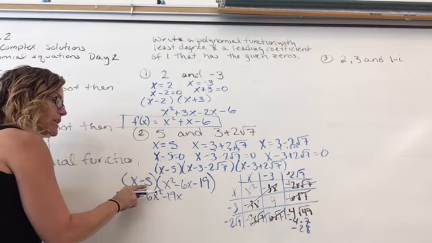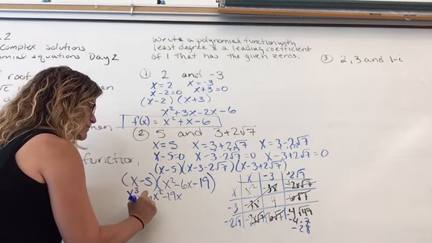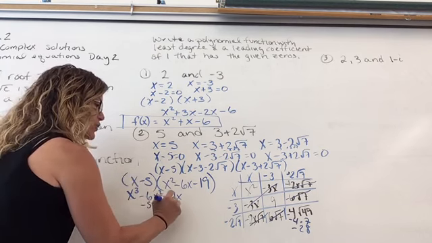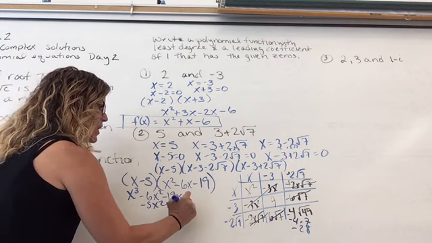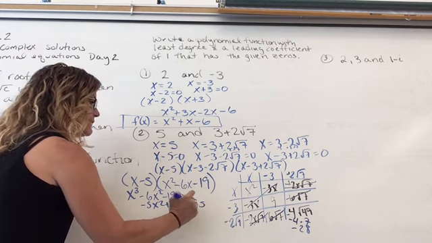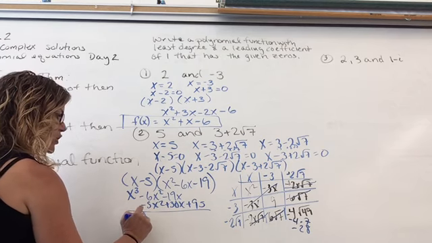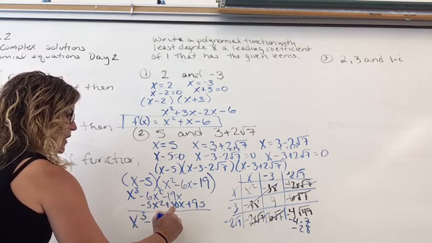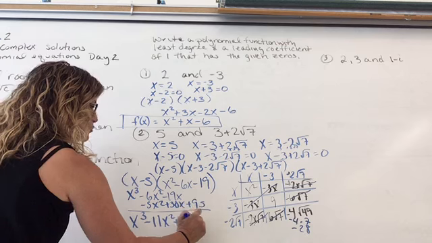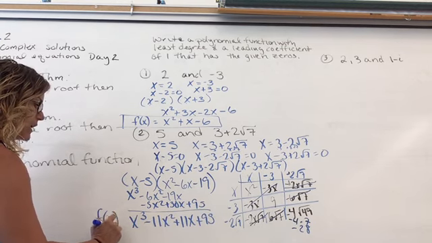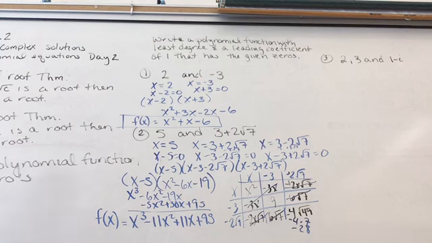Now I'm going to multiply it by the negative 5. That gives me negative 5x squared, and I'm lining it up. That is a positive 30x, and that is a positive, let's see, that's 95. So I have x cubed minus 11x squared plus 11x plus 95. And this is my f of x, and that's my function.